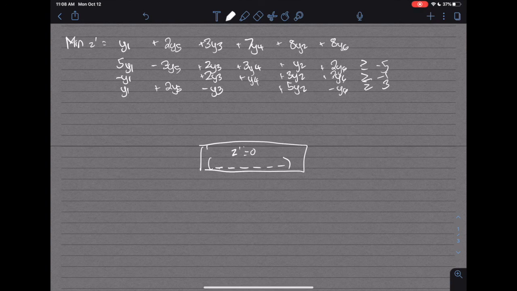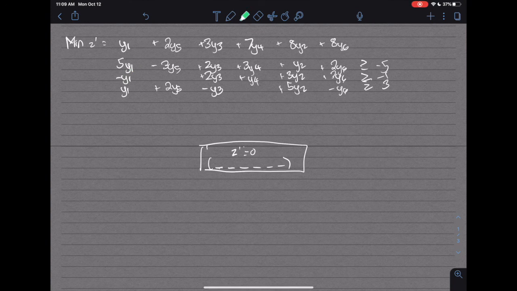Let's try the first constraint. 0 minus 0 plus 0 plus 0 plus 0 plus 0. Is it greater than or equal to negative 5? 0 is greater than or equal to negative 5. So it doesn't violate, or it is feasible in the first constraint. Second constraint, 0 plus 0 plus 0 plus 0 plus 0. Is it greater than or equal to negative 1? Yes, it is greater than or equal to negative 1. So it follows your second constraint as well.